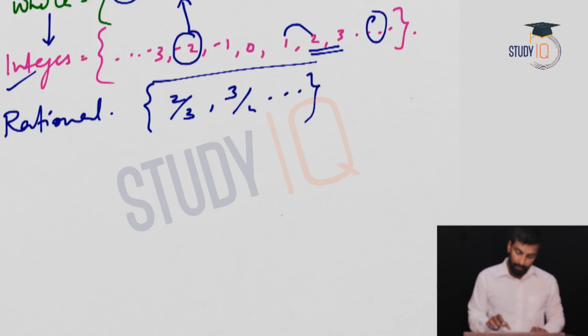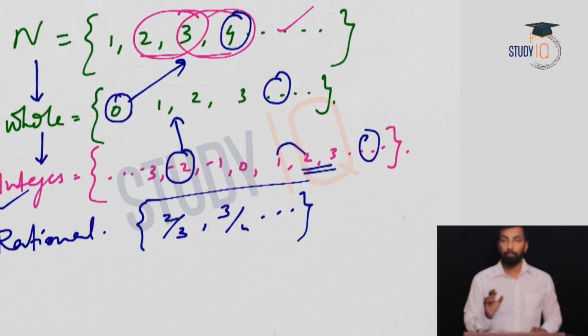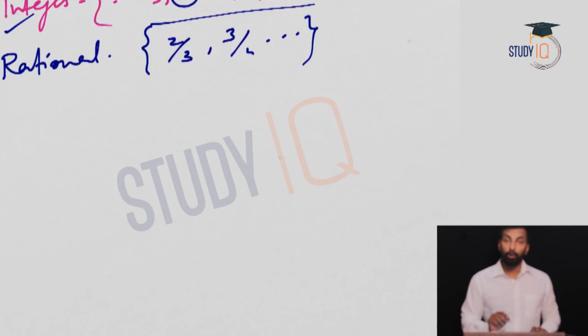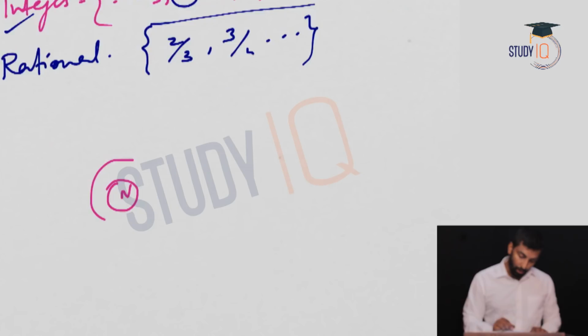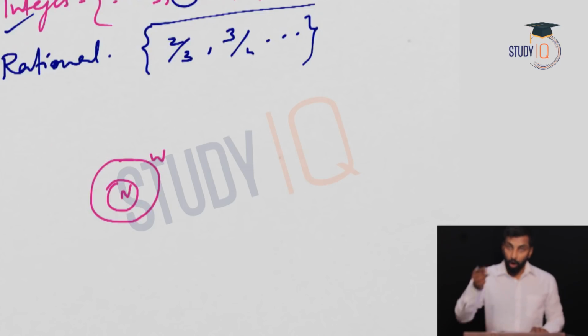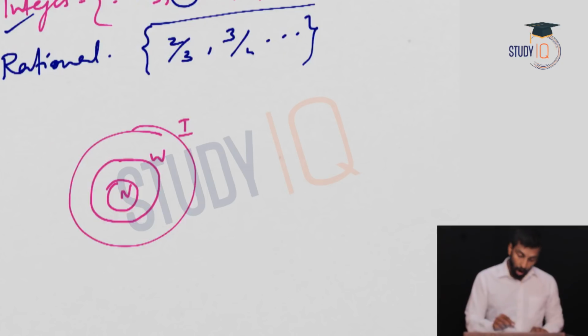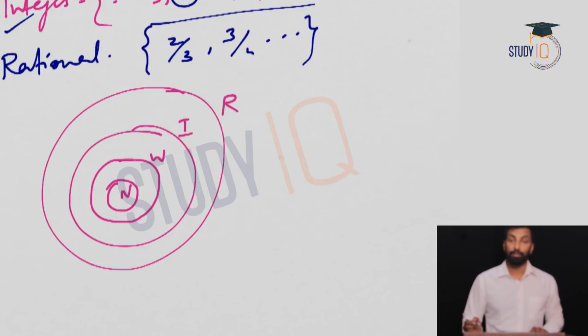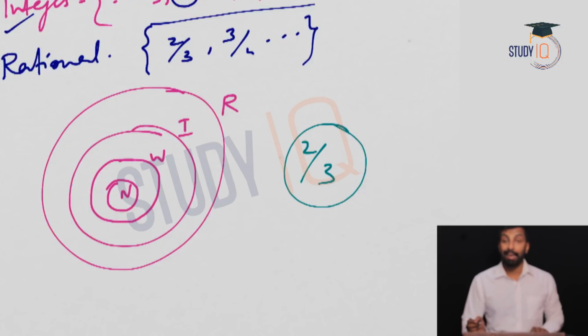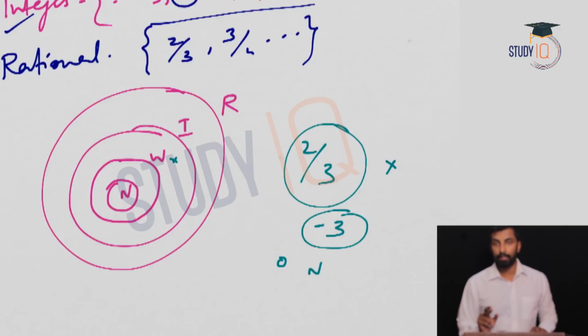Now, what we have discussed so far is natural numbers, whole numbers, integers and rational numbers. Now you can conclude like this. All natural numbers are whole numbers. Now all whole numbers are integers. All integers are rational numbers. And the vice versa is not true. Take an example: minus 2 by 3 or 2 by 3 is a rational number but not an integer. Minus 3 is an integer but not a whole number. 0 is a whole number but not a natural number. I hope this is clear for all of you.